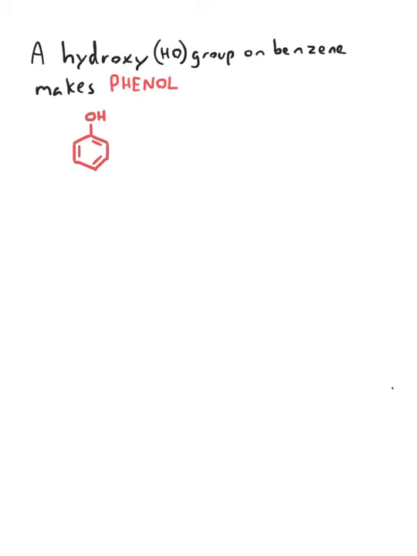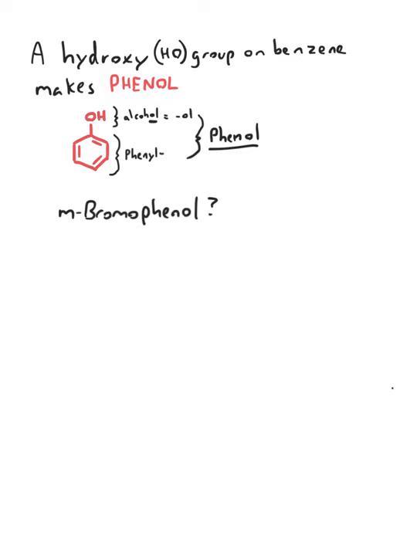A hydroxy group on benzene makes a phenol. Think of it, you have a phenyl group attached to an alcohol, making it a phenol. Alright, this is a very common name, you need to know it. So for example, what is a meta-bromophenol? Well, you draw your phenol, and there's a bromo on the meta position with respect to the hydroxy group. So this is the structure.